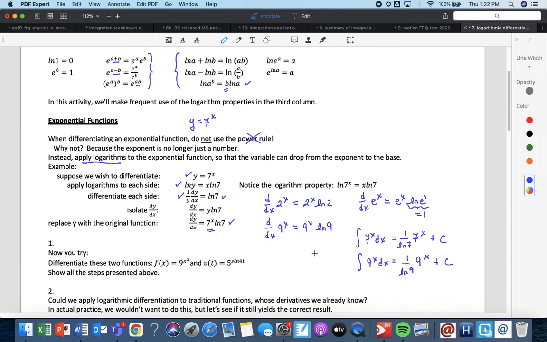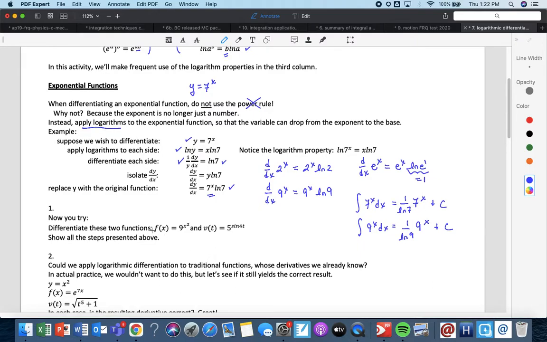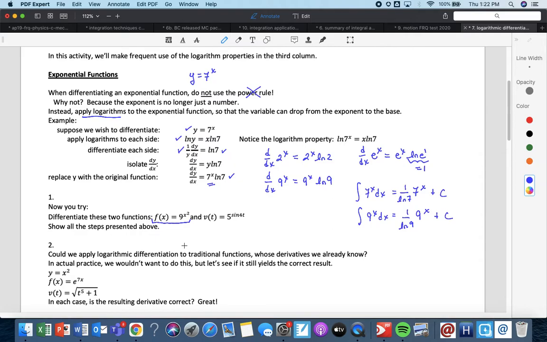All right, so why don't you try one that's a little bit more complicated. Try to do the derivative of f of x equals 9 to the x squared. You could pause the video and then turn it back on in a moment. I'll go ahead and go forward now, assuming that maybe you've already done it yourself.